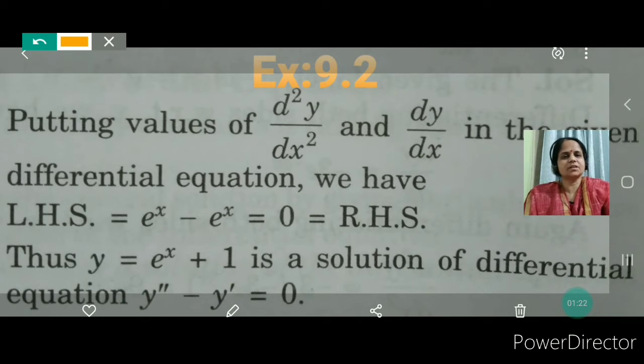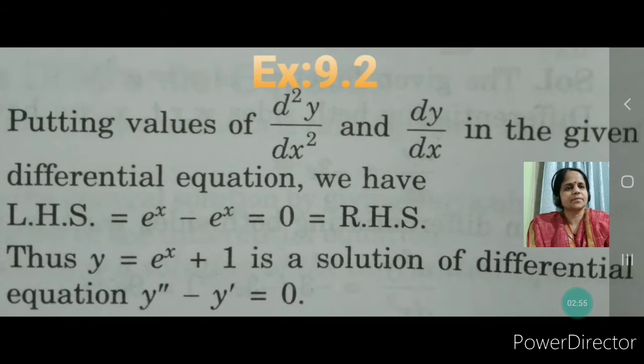So now putting the values of d square y upon dx square and dy upon dx in the given differential equation, in LHS you will get e raised to x minus e raised to x is equal to 0, since d square y upon dx square is e raised to x, and dy upon dx is also e raised to x. It means y is equal to e raised to x plus 1 is a solution of the differential equation.